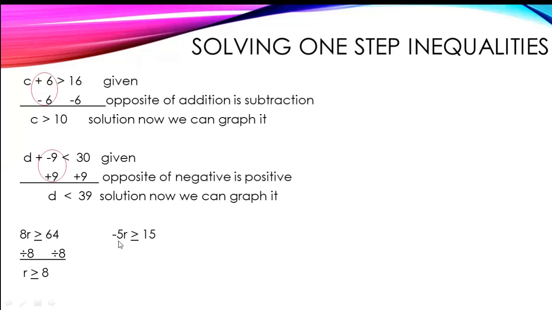Now look at this one: minus 5r is greater than or equal to 15. Now I will send minus 5 to the other side. Minus 5 is multiplying with r, so I will divide both sides by minus 5. Since I am sending a negative number to the other side, now I will flip my sign. So r is less than or equal to minus 3. See the difference between this. So this is the way you flip.